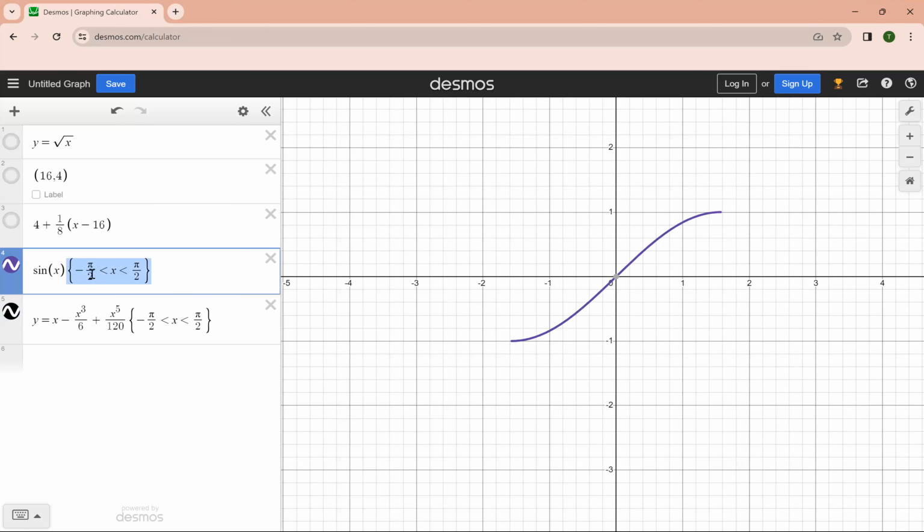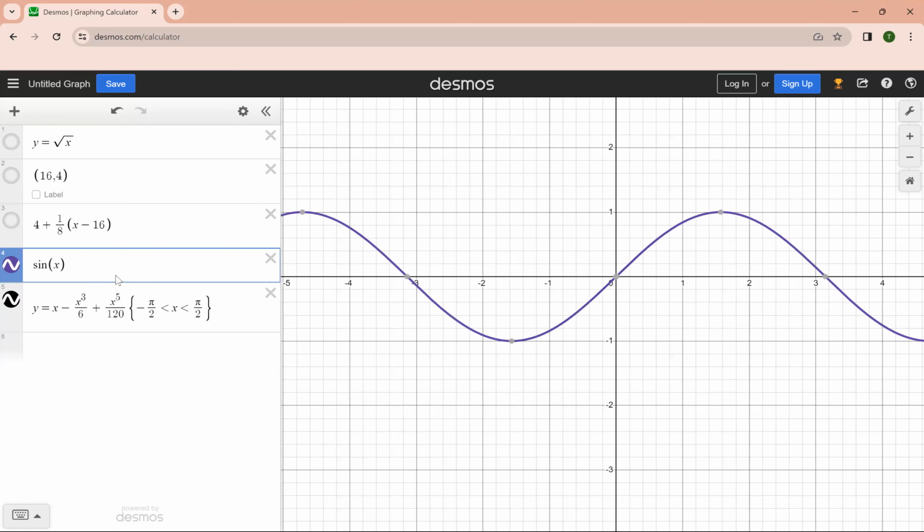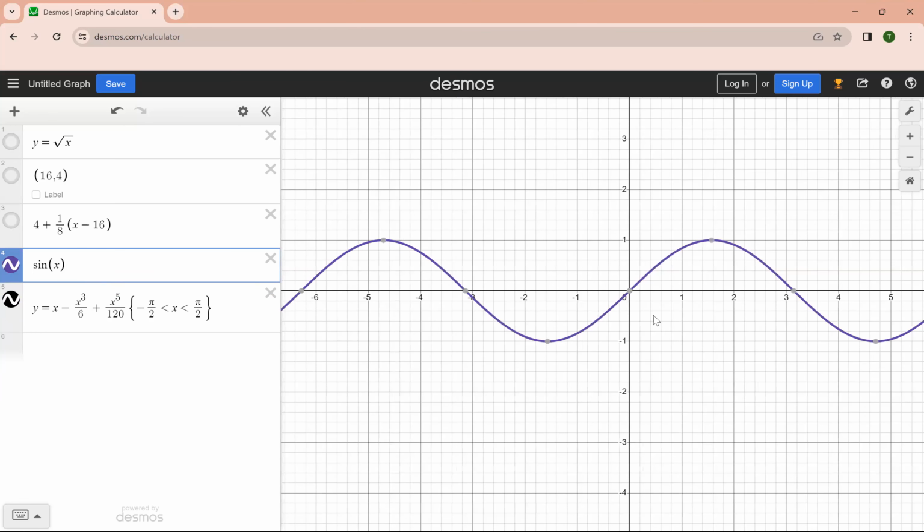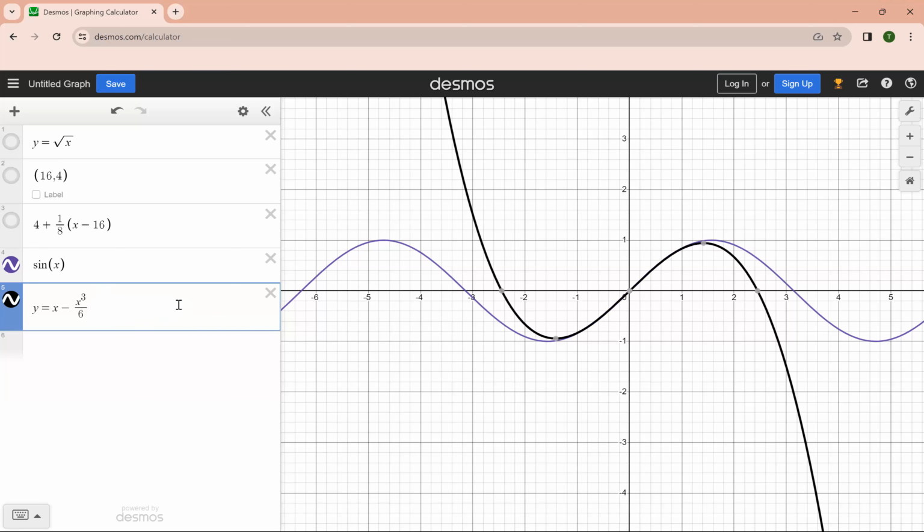Now, if I take this restriction away, and it's hard to see, let me go back to that one. So what am I doing here? Okay. See how it quickly moves away from the purple? Like it's terrible over here. You would never use that, but it's pretty good there. It's pretty good there, but then it's gone. So that's the idea. The linear approximation is only good in certain regions of the graph.